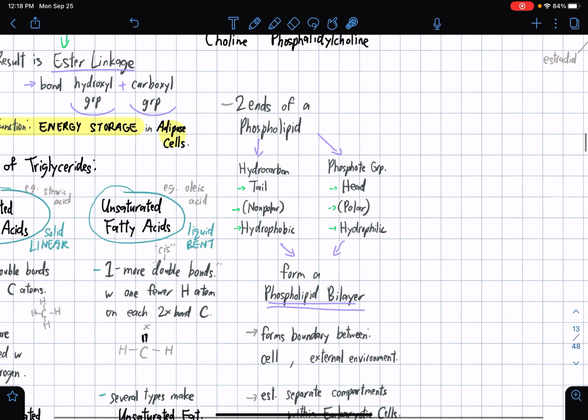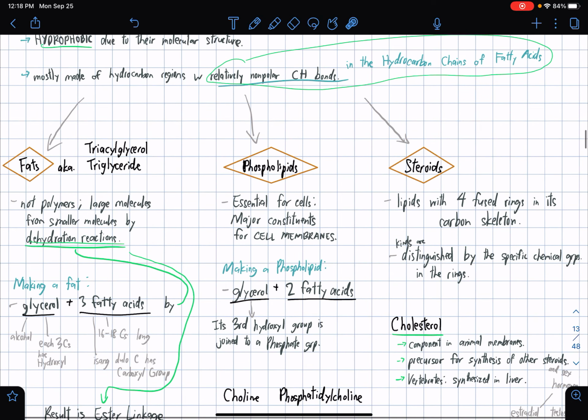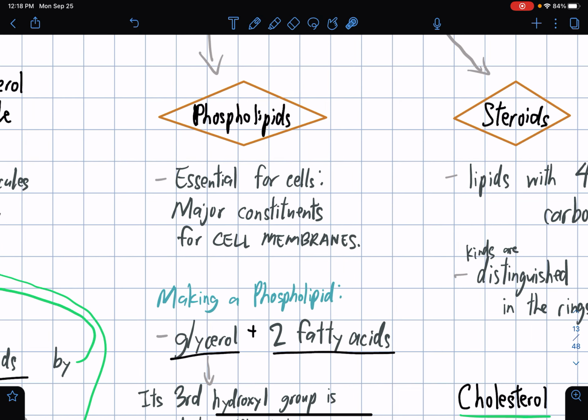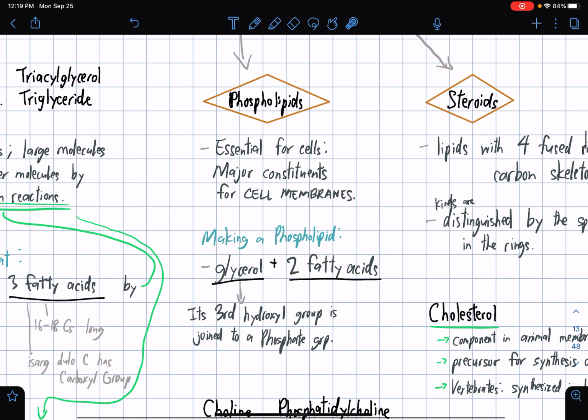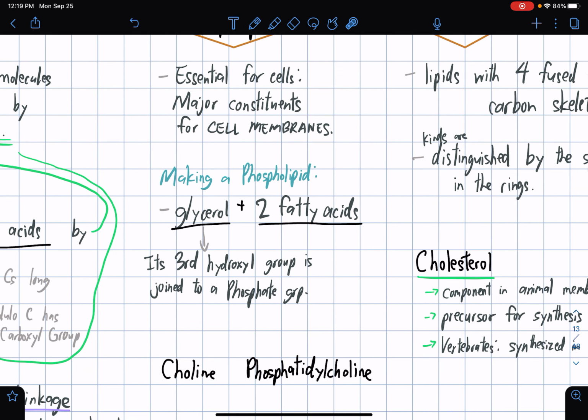For phospholipids, one thing you have to know is that they are essential for cells, as they are major constituents of cell membranes. Remember the term phospholipid bilayer. It's a really big part of the cell membrane, regardless of whether it's an animal cell, a plant cell, or a bacteria cell. All cells have a cell membrane.